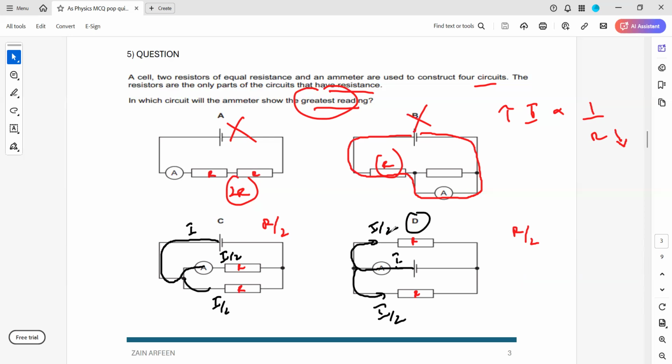First we find that the circuit which has the least resistance should have the highest current. C and D have the least resistance, so they should have the highest current. But in C, the ammeter is connected with one of the branch resistors. That's why the current will divide. Whereas in D, the ammeter is connected next to the battery, so it will record the maximum current coming out from the battery. Is it clear?